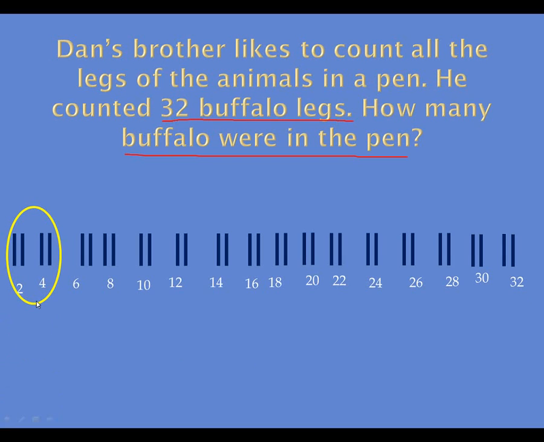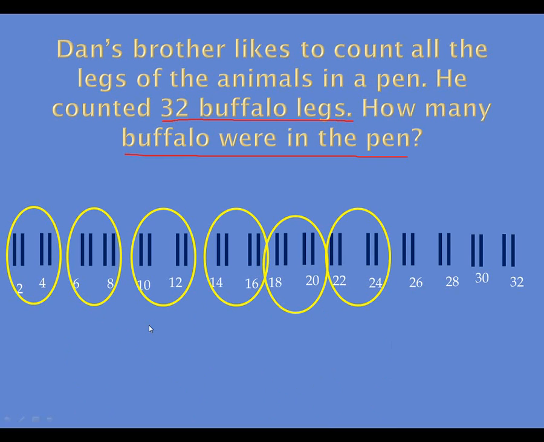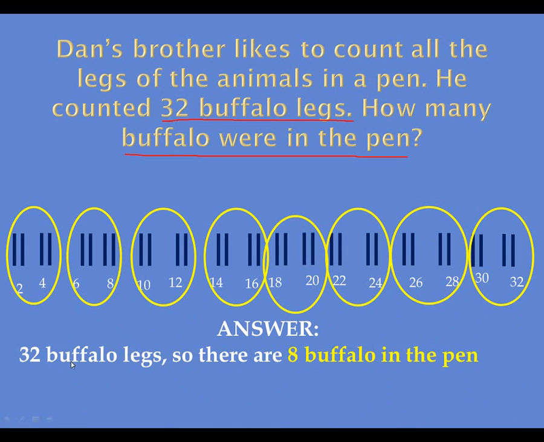Okay, this yellow circle represents 1 buffalo. This represents another buffalo, another. Now I have 3 buffalo, 4 buffalo, 5, 6, 7, and 8 buffalo. That picture shows me that there are 8 buffalo in the pen, okay? And there are 32 legs in all, okay? If there are 32 legs, then there are 8 buffalo in the pen.